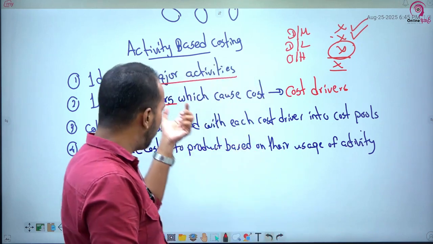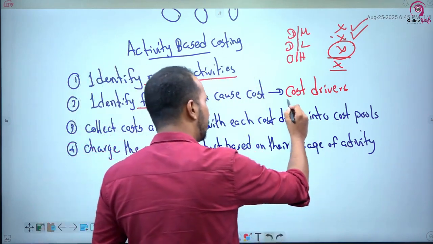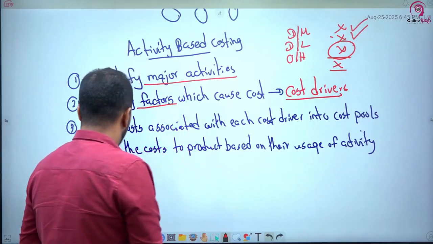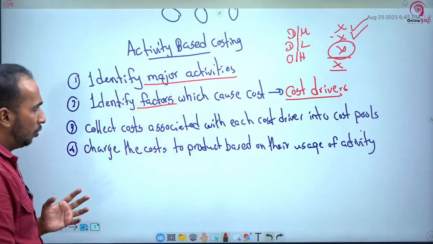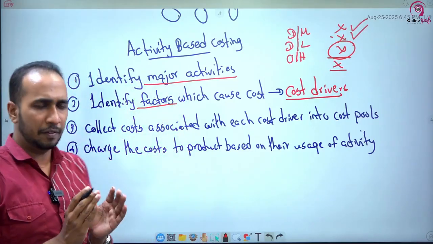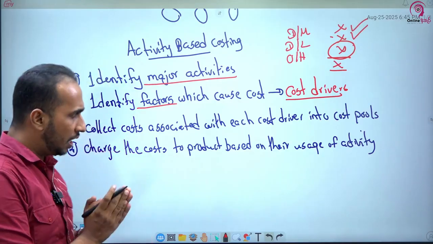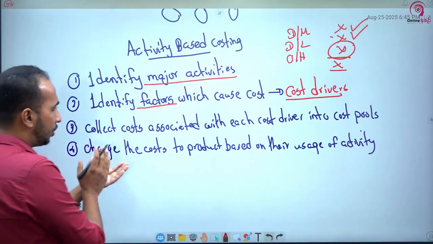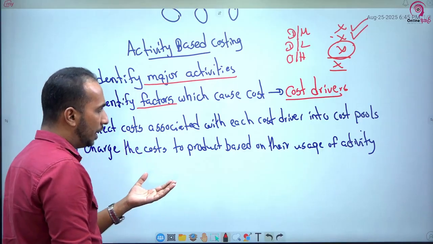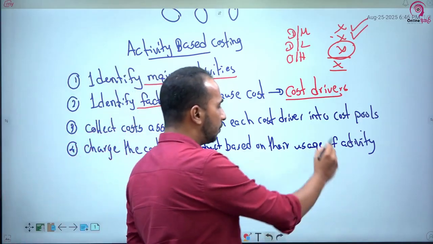So that is this factor. We call this the cost driver. The third step is then what we have to do. Now we identify the activity. Then we identify the cost driver. Then we have to collect the cost associated with each cost driver into the cost pool.